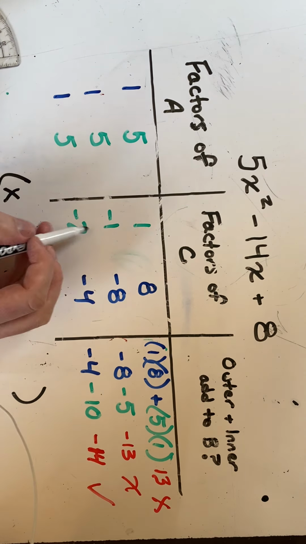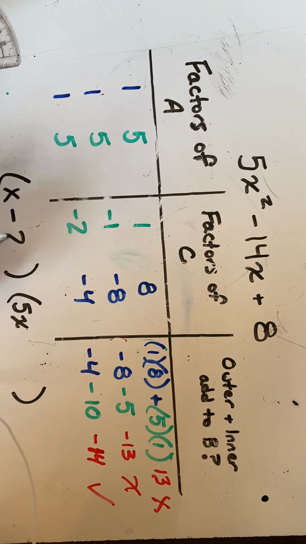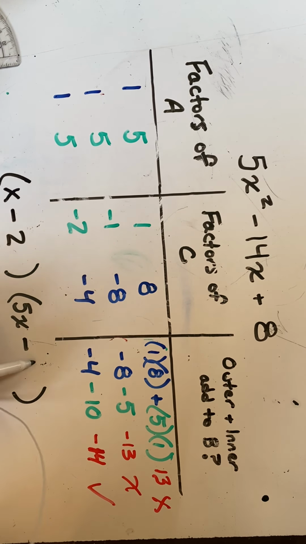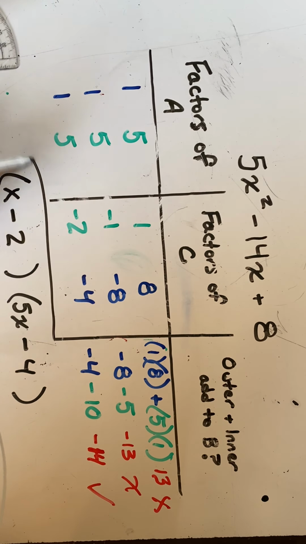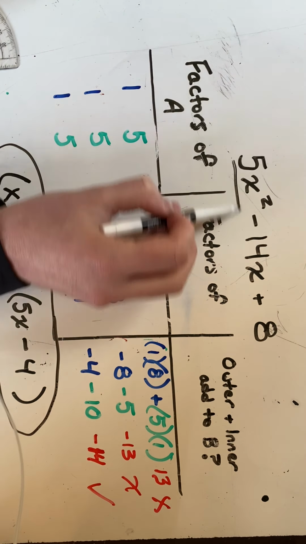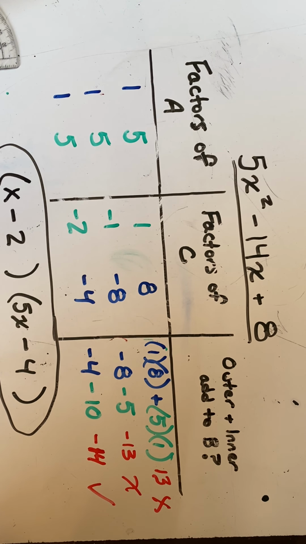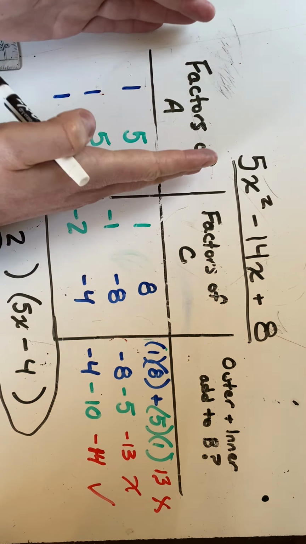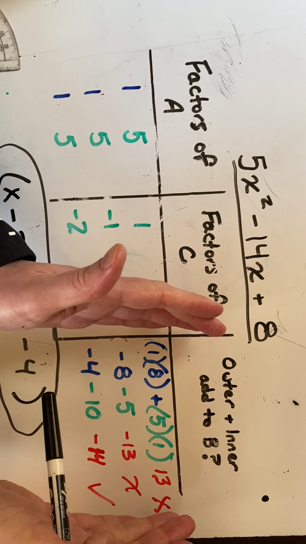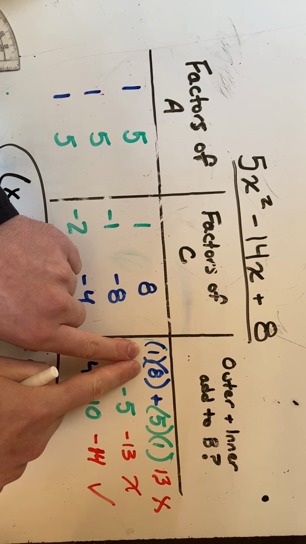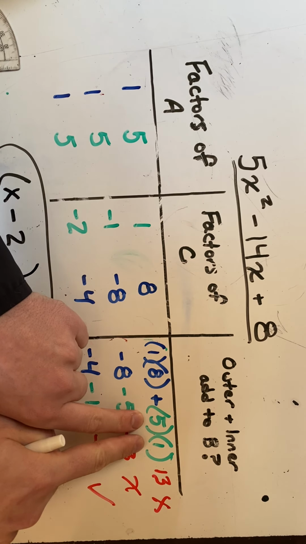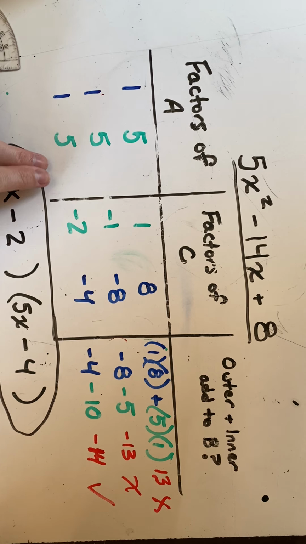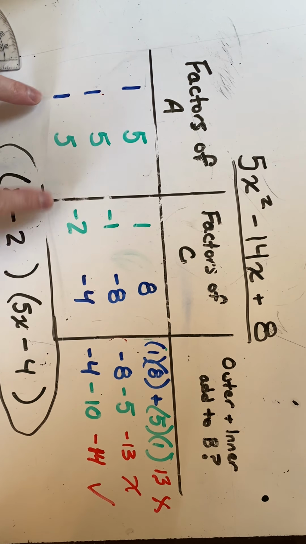And then I just drop in my factors of c here, which was negative 2 and negative 4. And this is the factored version of my starting expression. I could test this by foiling, and I would see that it does indeed work. This kind of guess and check method, with your factors of a column, your factors of c column, and then testing to see if your multiplied outers plus your multiplied inners equals your b, and when it does, you have the right numbers to then plug down into each binomial.